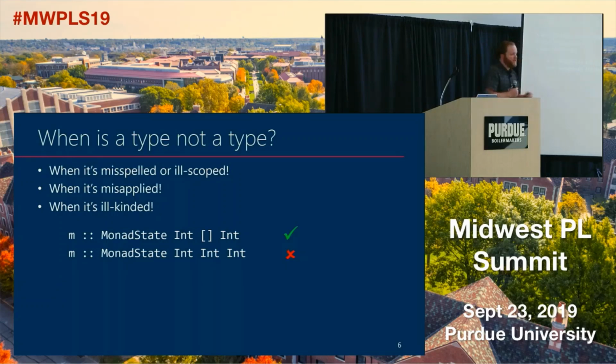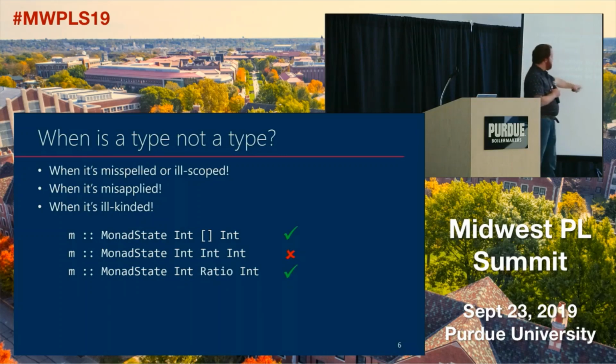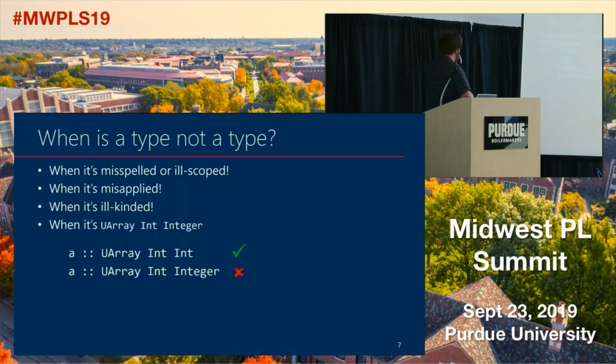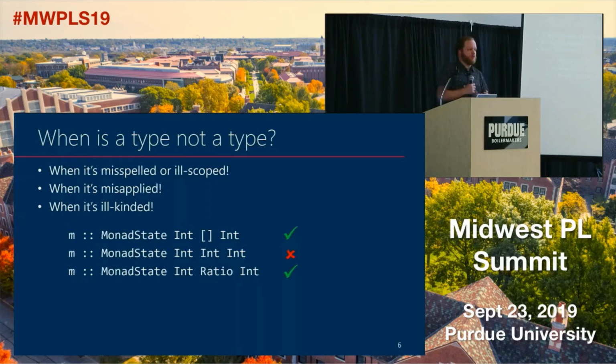Of course, for Haskell, anything of kind star to star will do. So I can say that M is something of type monad state int ratio int, and that means that it's a computation with some integer state and whatever computational model ratio happens to mean. GHC likes it, so it must mean something. But of course, this is constructor classes. This is 1991 era Haskell. Modern Haskell is much more interesting than this.